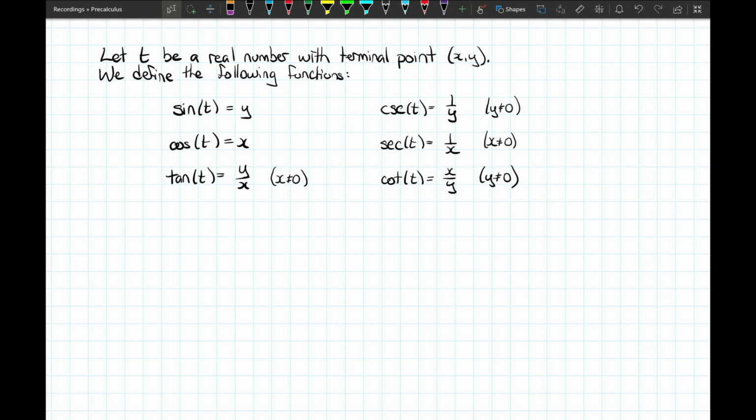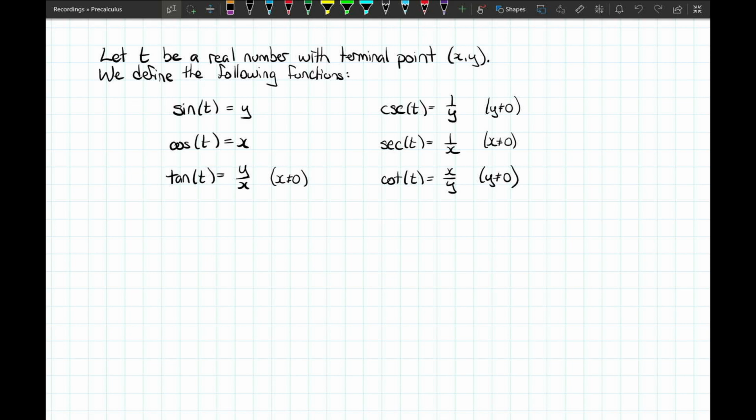Tangent of t is a ratio of y over x, but it's undefined when x is equal to 0. Cosecant t is 1 over the y-coordinate, undefined when y equals 0. Secant t is 1 over x, undefined when x is equal to 0. And cotangent of t is x over y, undefined when y equals 0.